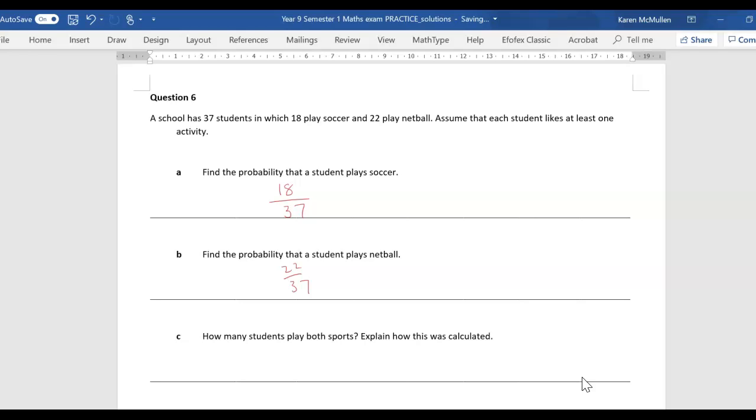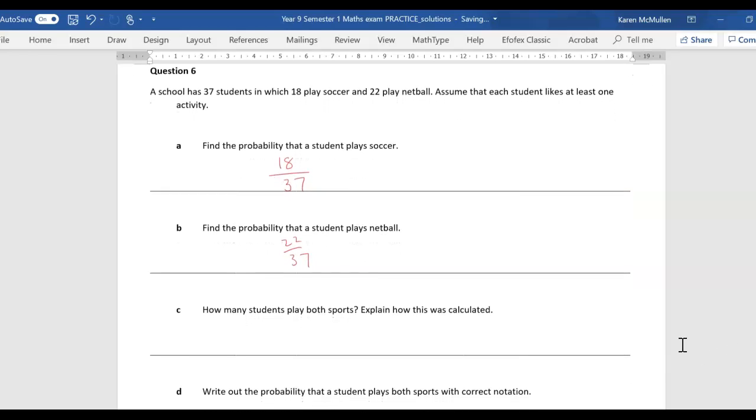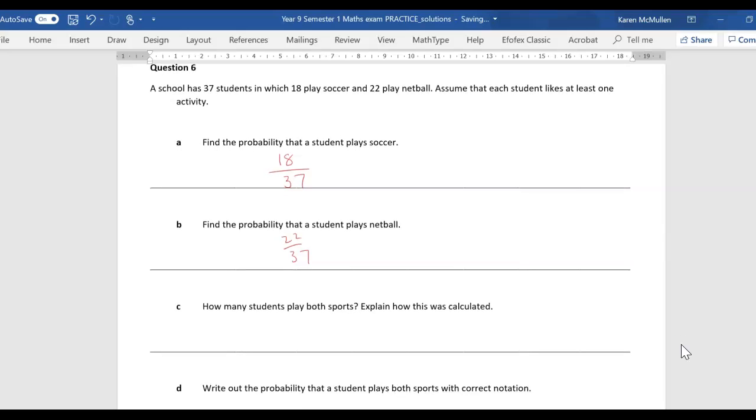How many students play both? Explain how this was calculated. Okay, so we do have to do a two-way table. So I'm going to do that over here. So we've got soccer and not soccer, netball and not netball. 18 play soccer, so it's going to go down here in the soccer column. And 22 play netball. And we have 37 altogether. So we've got 18 plus what gives you 37. So is that going to be 2? Oh my gosh, 19. Sorry, I just went blank a little bit. And then we've got 8, 15. And we don't know how many play both.